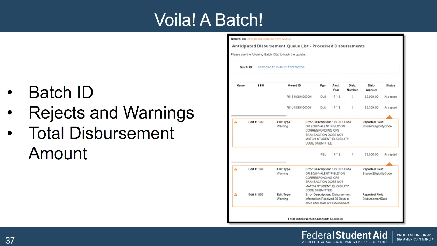So we've submitted a batch to COD, and here it's going to show you if they were accepted or rejected. And here we do have a couple warnings. Nothing got rejected, just a couple warnings. And it gives you the information there and your total disbursement amount at the bottom of the page that was the total of your batch.